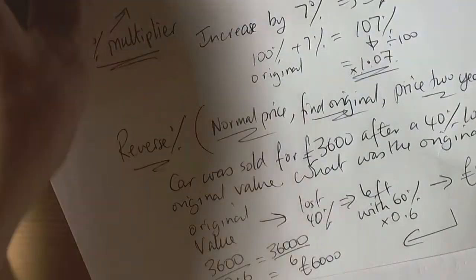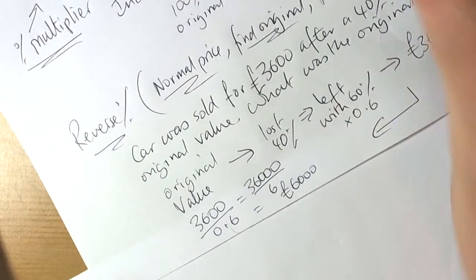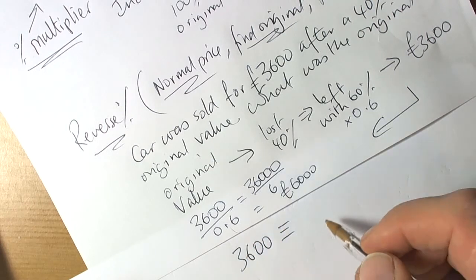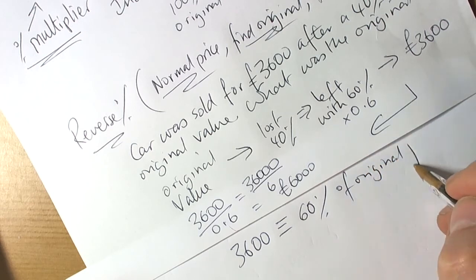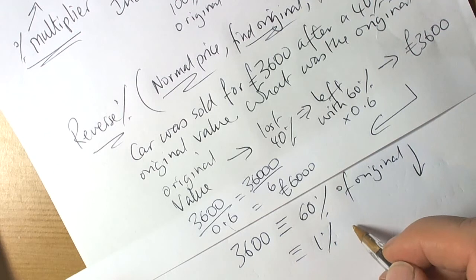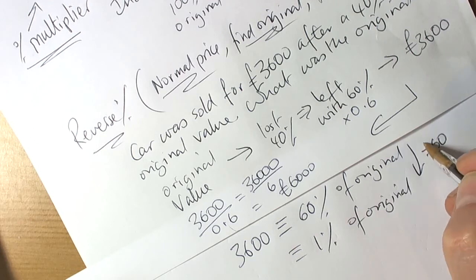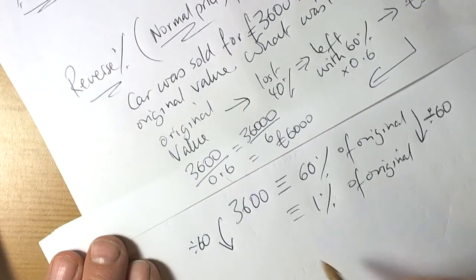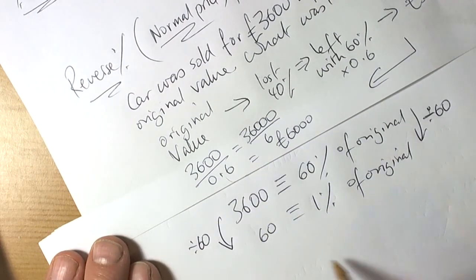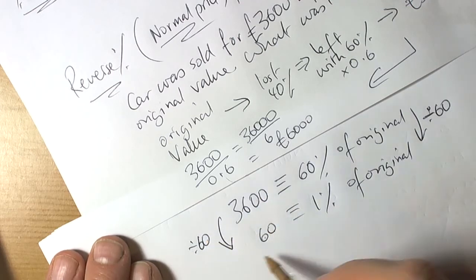I could have said, equivalently, that 3,600 is equivalent to 60% of the original value. So I could work out what 1% of the original value was, and that would be by dividing by 60. So I'd have to divide this by 60 as well. And 3,600 divided by 60 is 60. 36 divided by 6 is 6, and two zeros divided by 10 leaves me with 10 left, so 60.